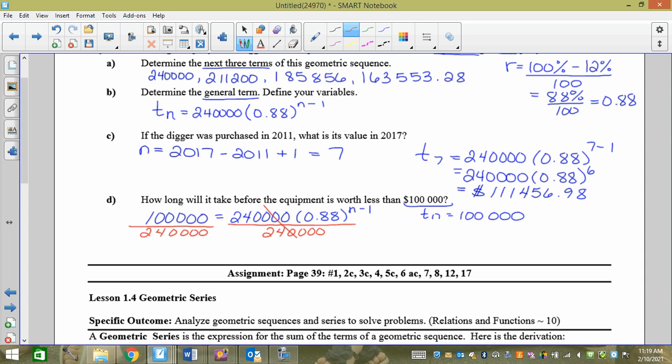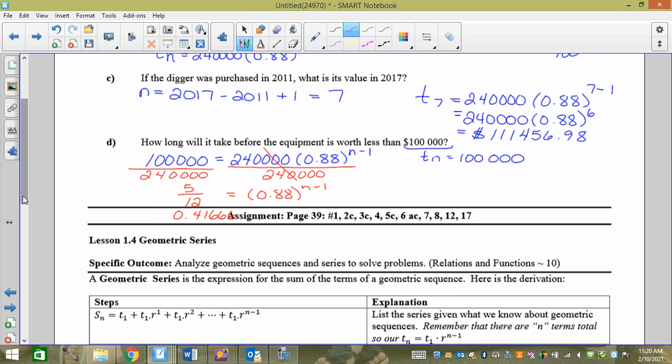So we're going to have 100,000 divided by 240,000, which is 5/12, or approximately 0.41666, and so on, right? And I have 0.88 to the N minus 1. Next year, you're going to be taught how to solve these algebraically using logarithms. This year, all I can ask you to do is guess and check.